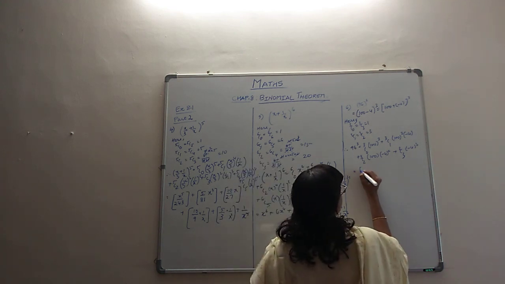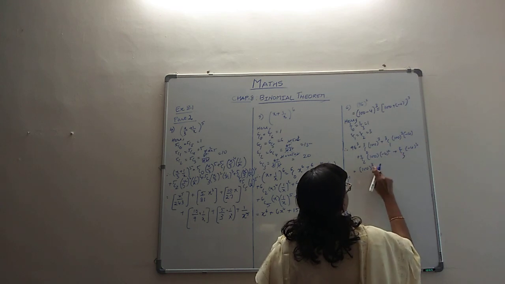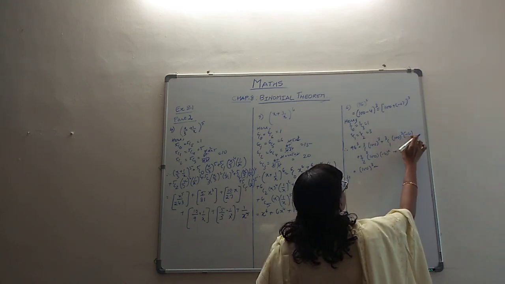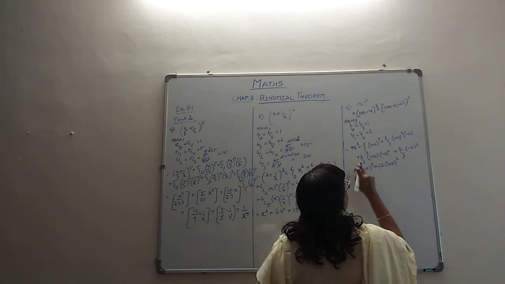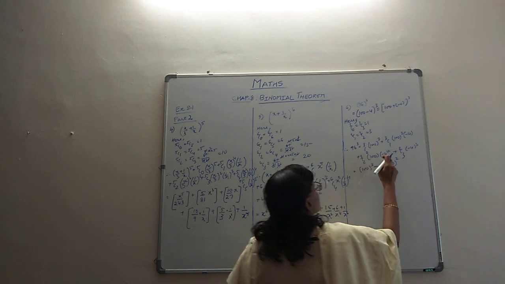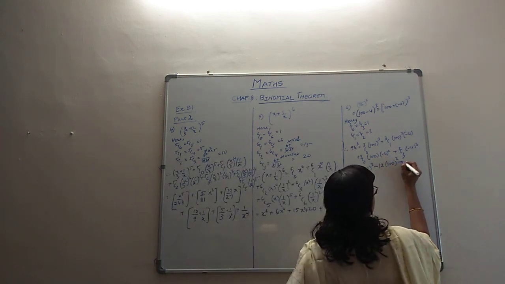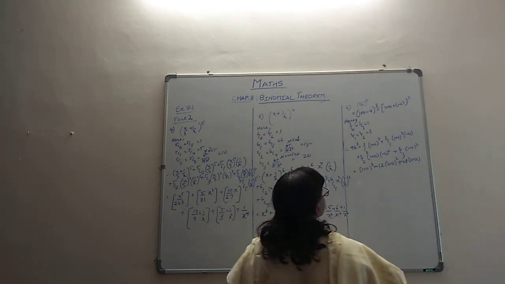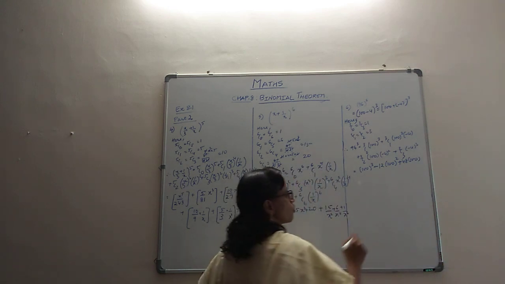3c0 is 1, so only 100 cube is left. 3c1 negative, it is 1, 3c1 is 3 into 4, 12 and 100 square. This is 3 and positive, 4 4s are 16, 16 into 3, 48, 48 into 100. 3c3 it is 1 and minus 4 cube, 4 4s are 16, 16 4s are 64, minus 64.